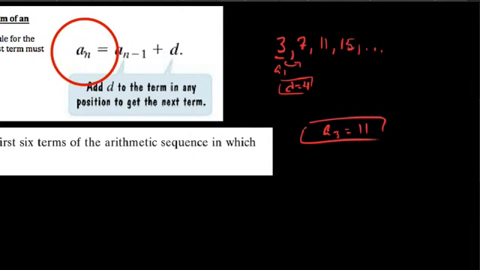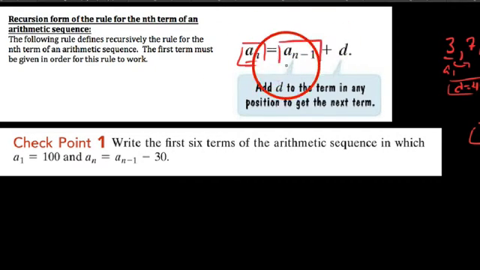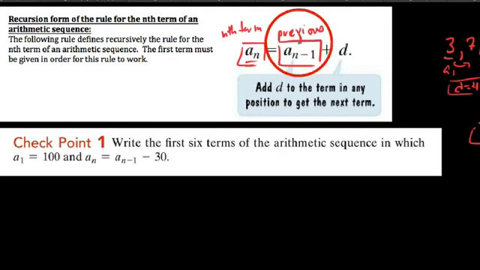So the recursion form, remember that recursion forms of formulas basically always say that what you do is get a given term here. In this case, we usually refer to a given term as the nth term. What this says is add d to the term in any position to get the next term. So in other words, the nth term is always equal to the n minus 1th term, or the previous term, plus d. So we say the nth term is equal to the previous term plus whatever the common difference is every time.